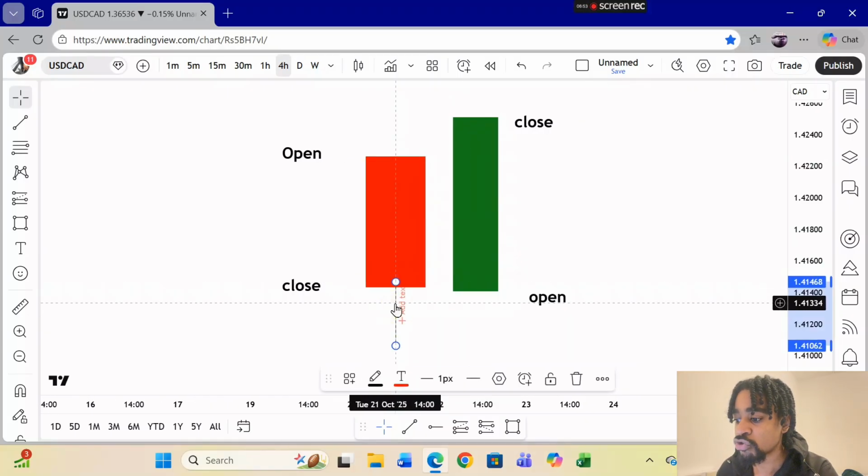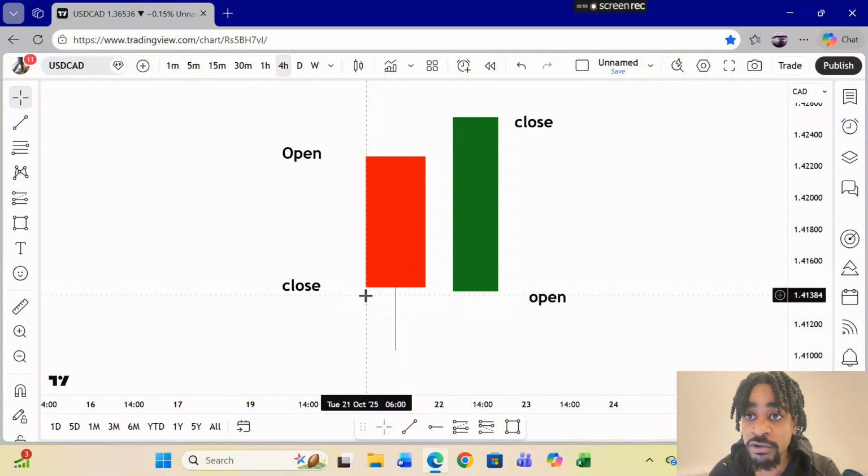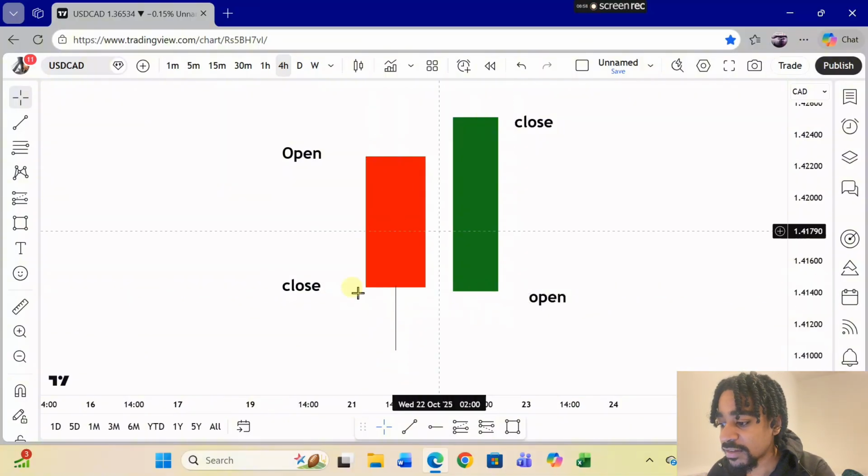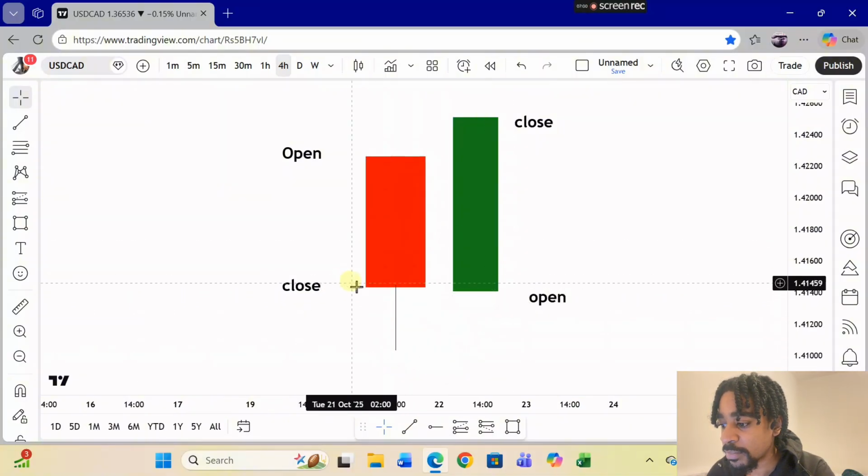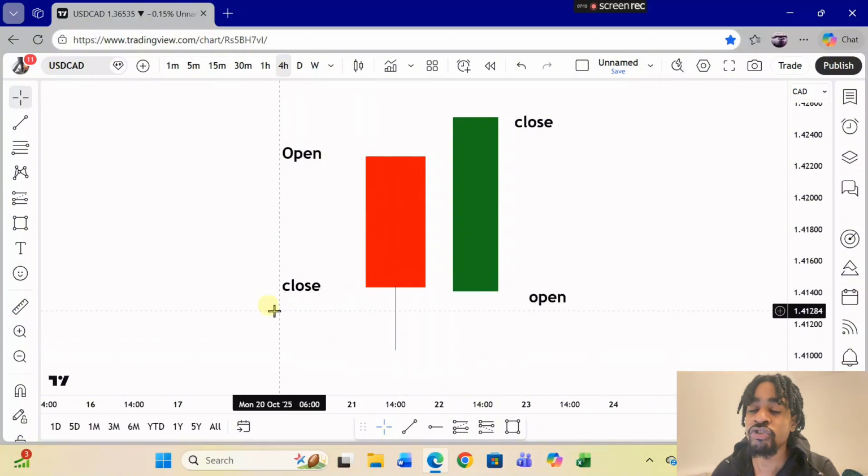So price wasn't strong enough. Either the sellers weren't strong enough or the buyers weren't strong enough. In this case, as the price is moving down, because we have the open here and then the close here. So price tried to move down to this point, but then we actually closed all the way up here. So the sellers weren't strong enough to continue price to move all the way down. So that's just a simple breakdown on candlesticks.